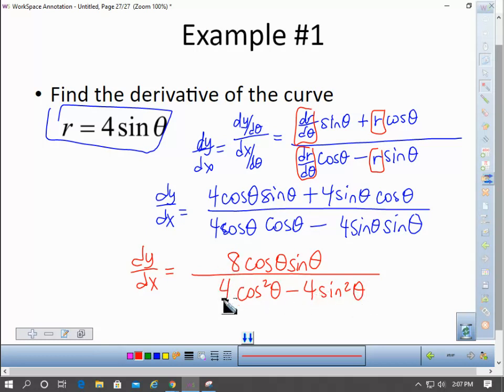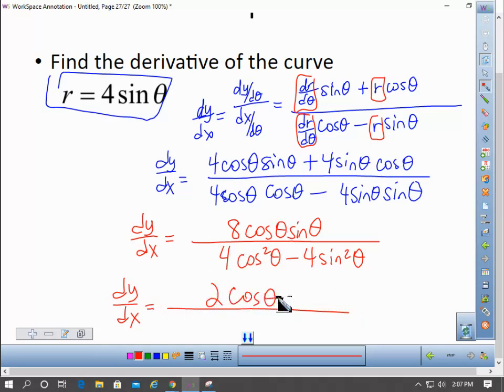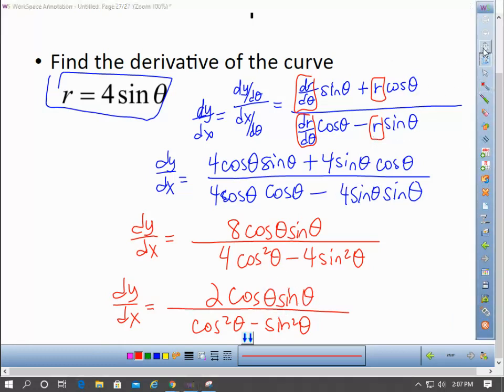Now, to simplify that derivative, I could divide by 4 because everybody has a factor of 4 in it. So if I wanted to, I don't have to, but I could divide everybody by 4. Then that would be cosine squared theta minus sine squared theta in the denominator, and the numerator leaves a 2. So you could reduce it if you want to, but you don't have to. Nobody is saying you have to. So there's your derivative. Okay, so that's number 1, finding the derivative.